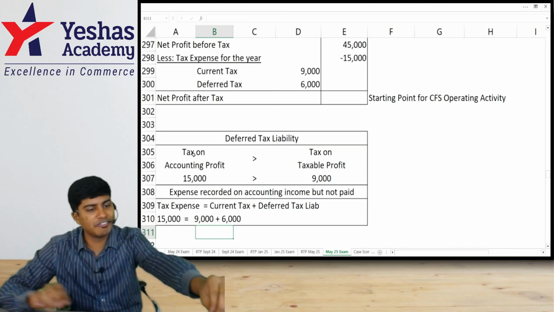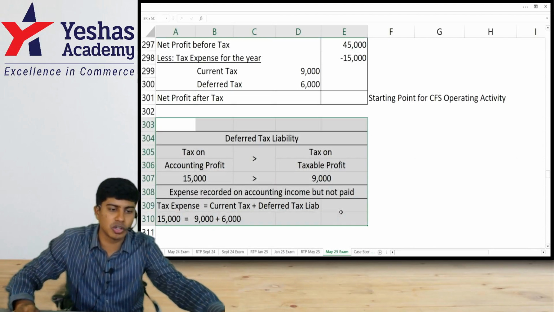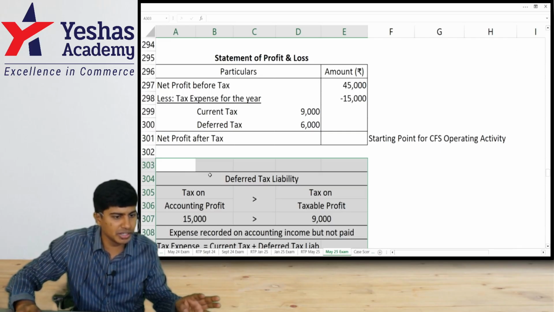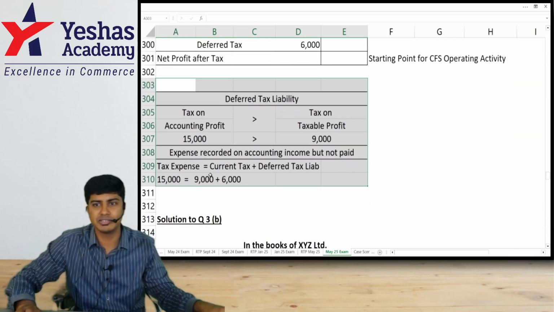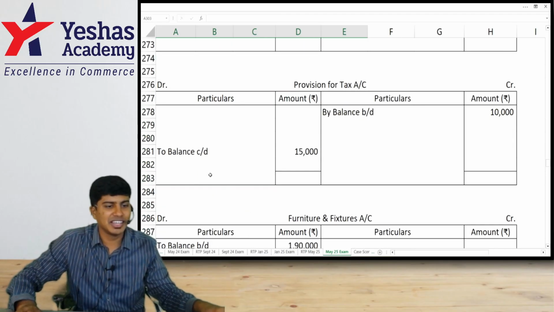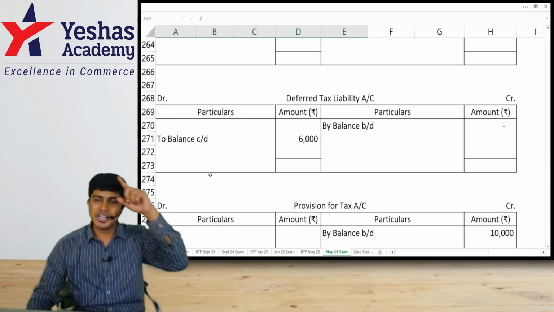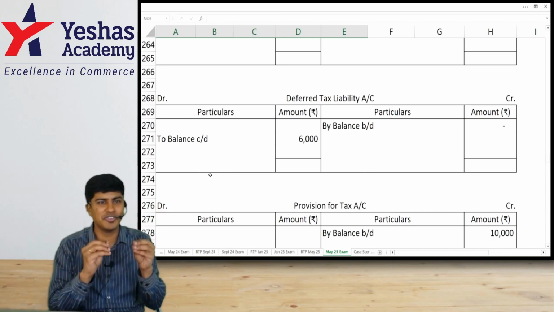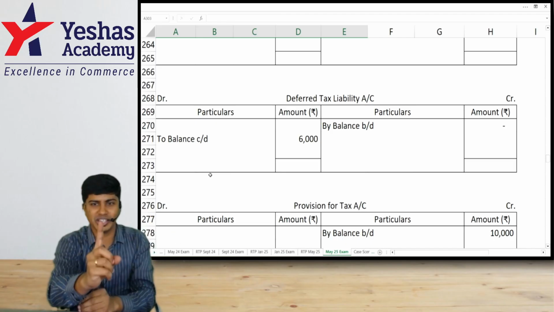Pakka? You don't have to remember this from AS22 at all to solve this AS3. Now, I'll teach you how to solve without knowing this much concept of deferred tax liability. Shall I? Very easy. Come to your deferred tax ledger. Opening 0, closing 6. Deferred tax, advance tax, provision tax. I told everything should be adjusted together.